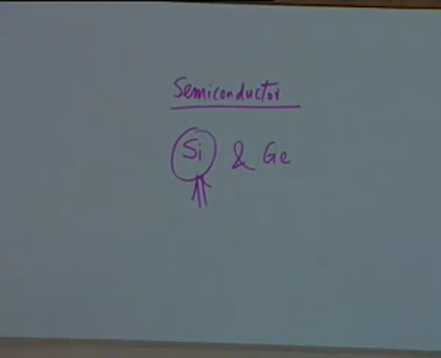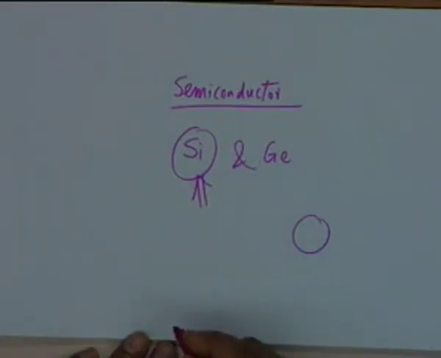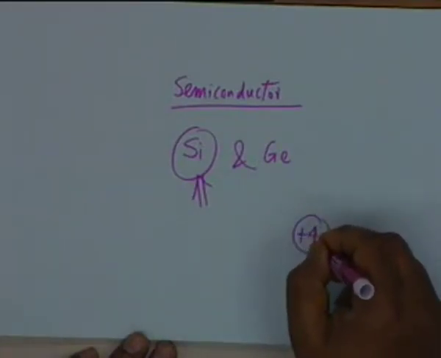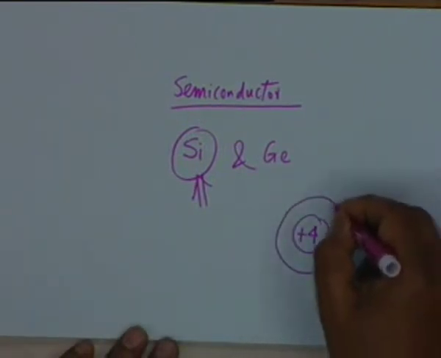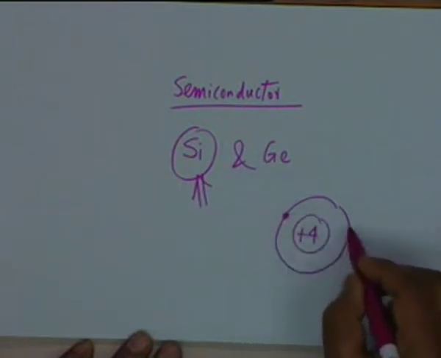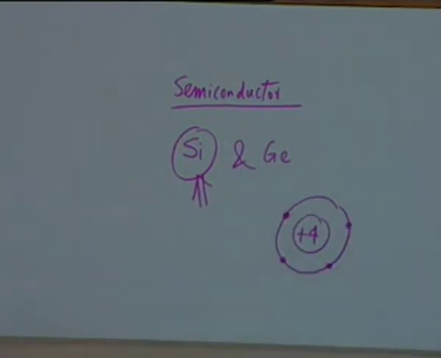Silicon and germanium both are fourth column elements of the periodic table. The number of the column denotes the number of electrons in the outermost shell. So a silicon atom typically shall be represented by 4 positive charges in the nucleus and a shell shown with 4 electrons like this. This is the silicon or germanium. They are both in the same periodic column, the fourth column of the periodic table.